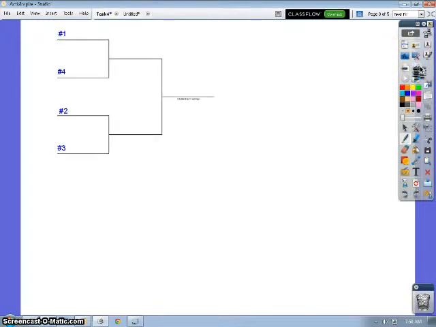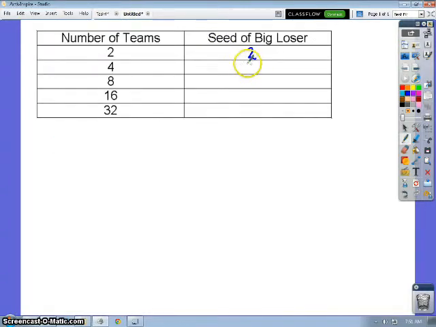Okay, what about the situation where there's 4 teams? Well, again, if we go ahead and advance the high seeds, then we have 1 coming through here, 2 coming through here, and 1 coming through here. The big loser is the team that's at the bottom of the chain of losing. So it wouldn't be 4 because 4 loses to 1, but then 1 goes on to win consecutive games. The team that's the big loser in this situation is number 3 because they lose to 2, who loses to 1. Go ahead and tabulate that. 4-team tournament, the seed of the big loser is 3.